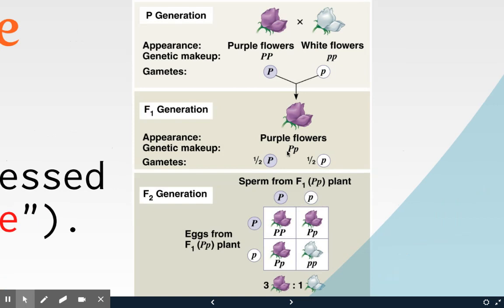And then when he took two heterozygotes, they have the same phenotype, the same color, but a different genotype. So this one is what we call homozygous dominant. This one is heterozygous. When he crossed the two heterozygous flowers, then he got that 3-to-1 ratio.